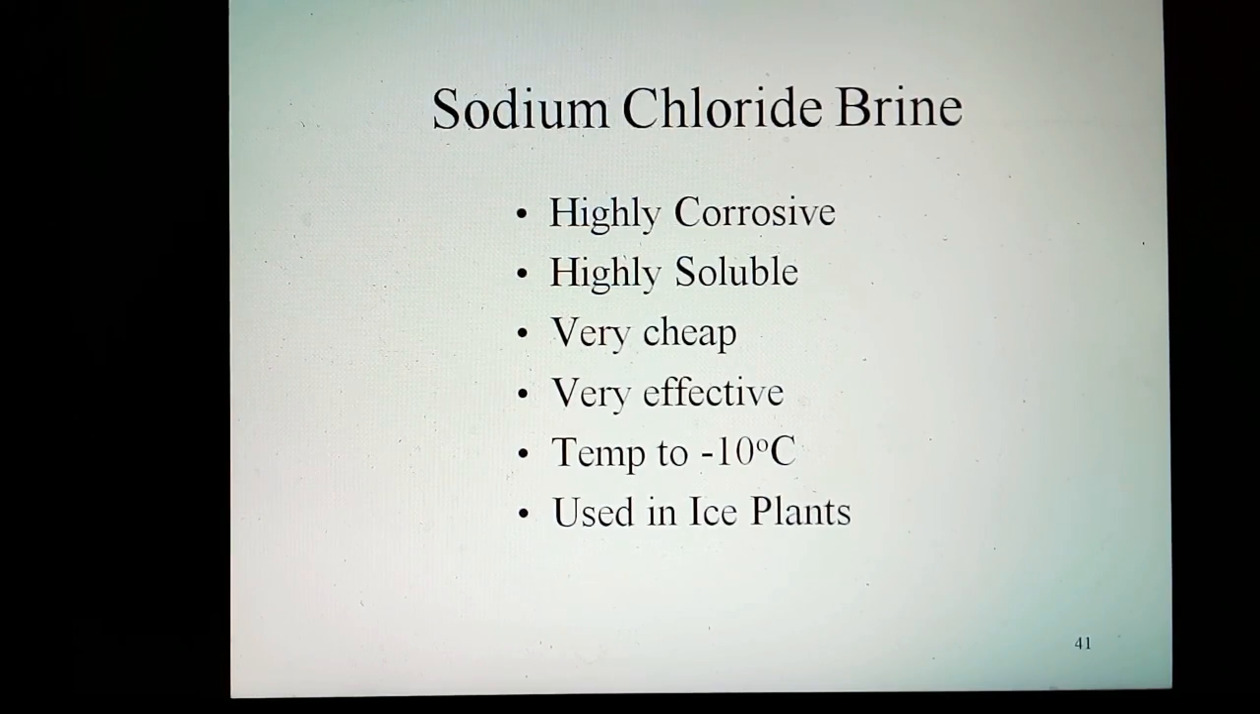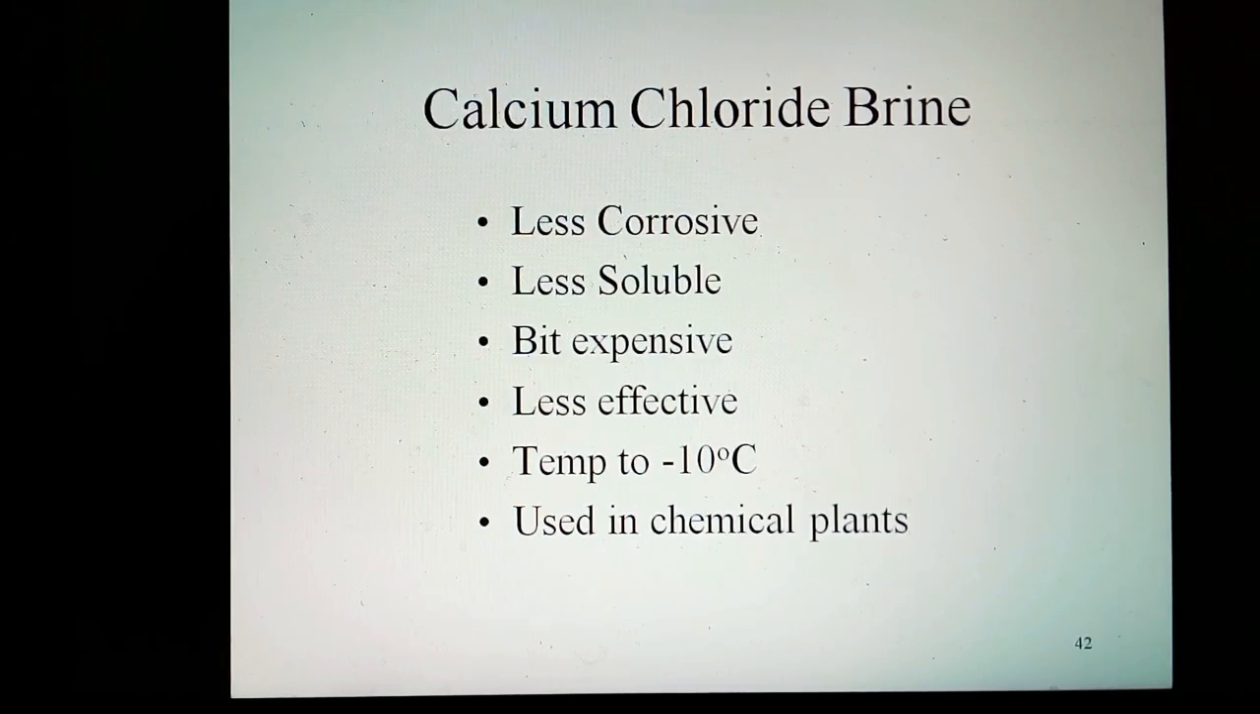Sodium chloride brine is highly corrosive but highly soluble. It is very cheap and very effective. It can reach a temperature up to -10 degrees centigrade. It is mostly used in ice manufacturing plants. Calcium chloride brine is less corrosive but less soluble. It is big, expensive, and less effective. It can reach a temperature up to -10 degrees centigrade. It is mostly used in chemical plants.